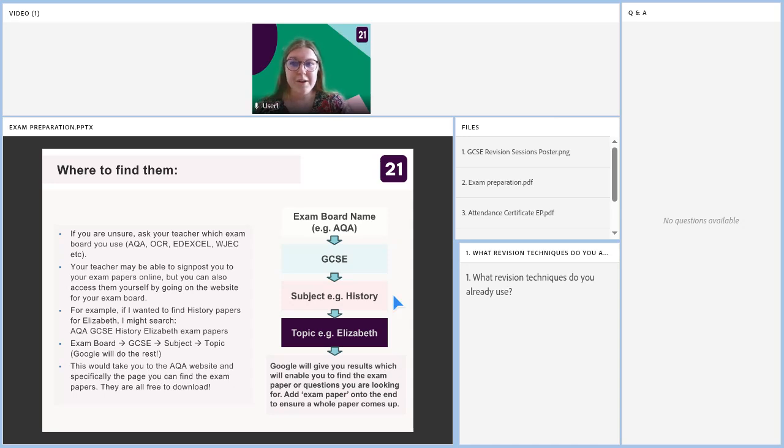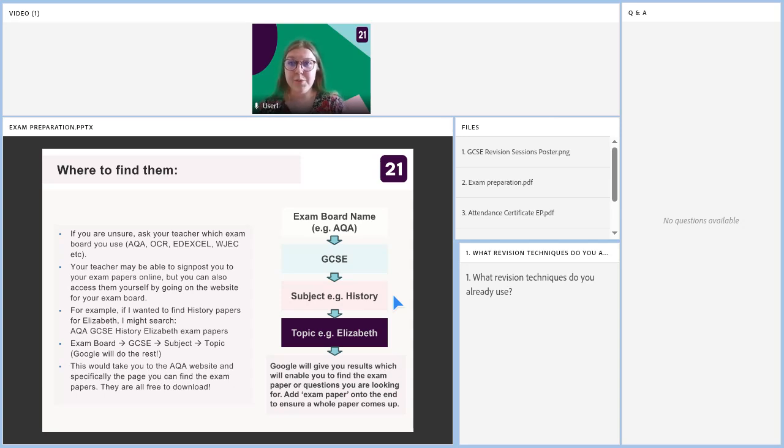Then you want to type in whatever subject it is. So for example, I've got here AQA, GCSE, history. Then, if you know your exams well already, you might just type in something like paper 1 or paper 2. But if you're wanting to look at a particular topic, so I've put on here Elizabeth, for example, type in a topic.